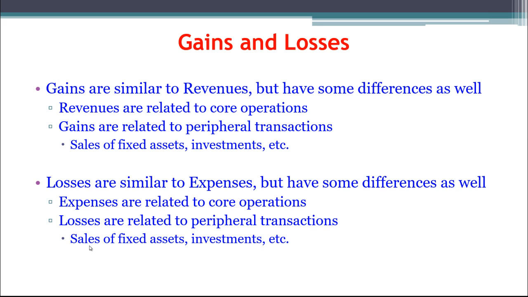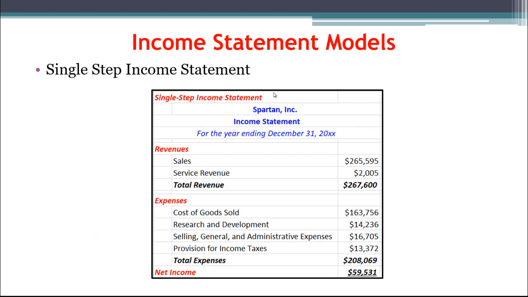But the flip side of a gain is a loss. It's really the exact opposite. They could still occur from those same fixed asset or investment sales, but it would be if you sold them at a price lower than what you had recorded on your books. So here we have a very simple example of what's known as a single-step income statement. And the term single-step means we really only have one profit type figure, and that's net income.